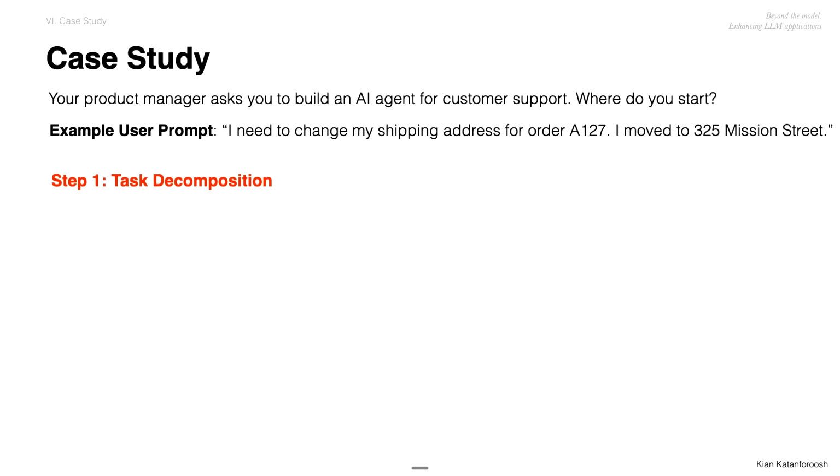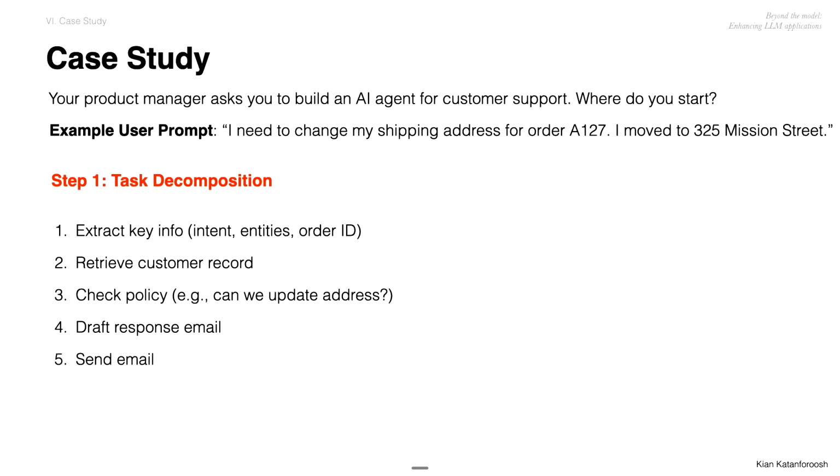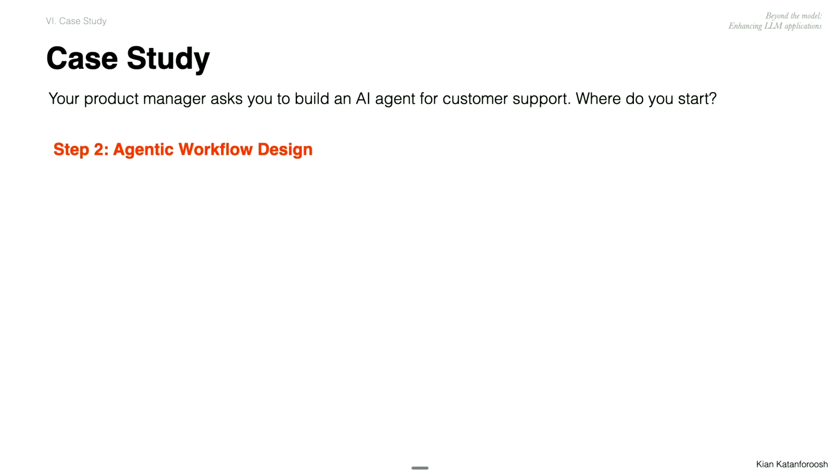So let's say we've done that work and we have this list. I'm simplifying, but the human customer support agent would typically extract key info, then look up the database to retrieve the customer record, then check the policy. Are we allowed to update the address, or is it a fixed data point? And then draft a response email and send the email. Okay, so we've decomposed that task. Once you've decomposed that task, how do you design your agentic workflow?